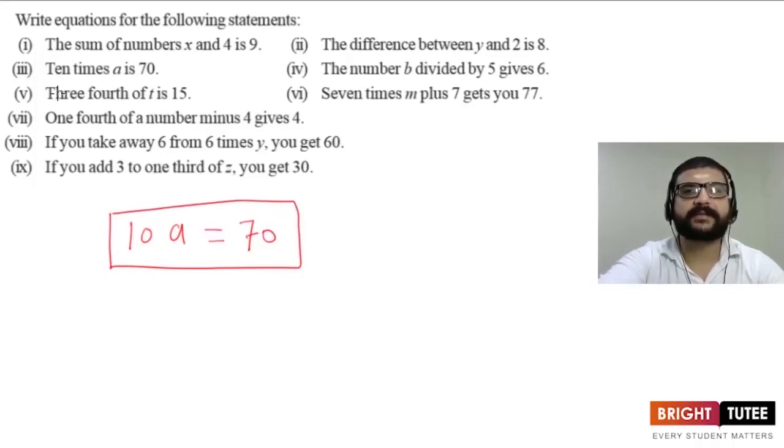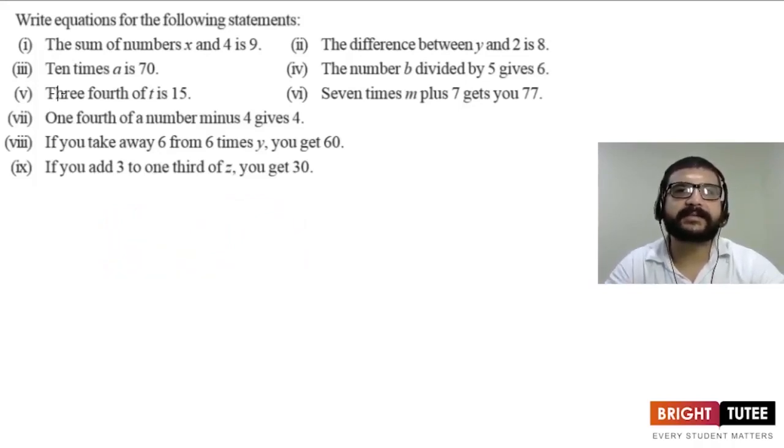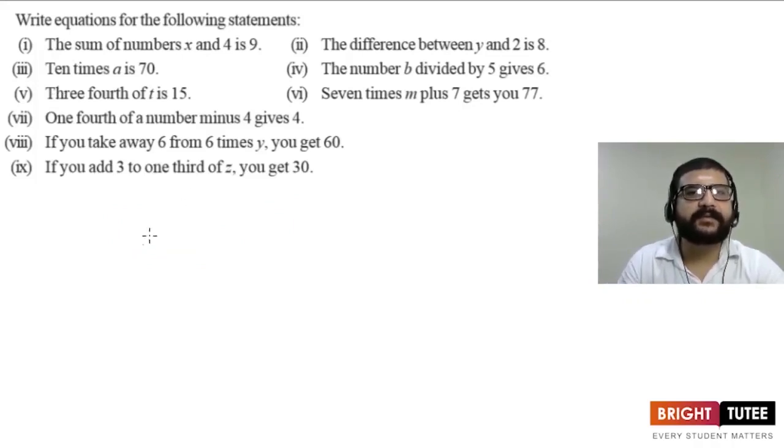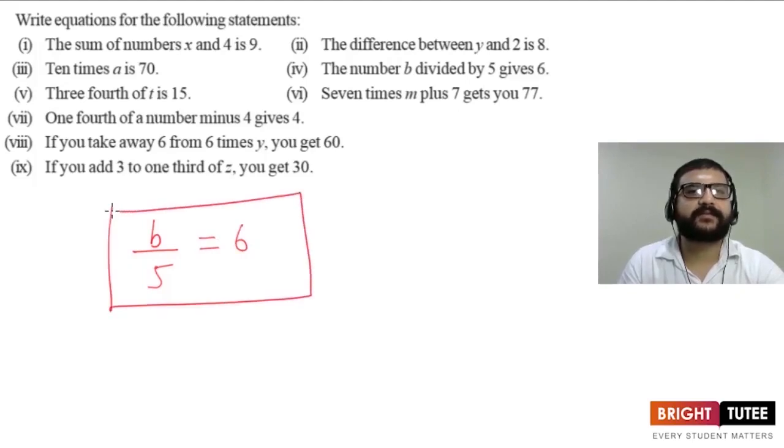Now what is the fourth statement? The statement here is the number b divided by 5 gives 6. So here we have one number b. Now when it is divided by 5, that is b upon 5 is equal to 6. So this is the equation for the fourth statement. b upon 5 is equal to 6.